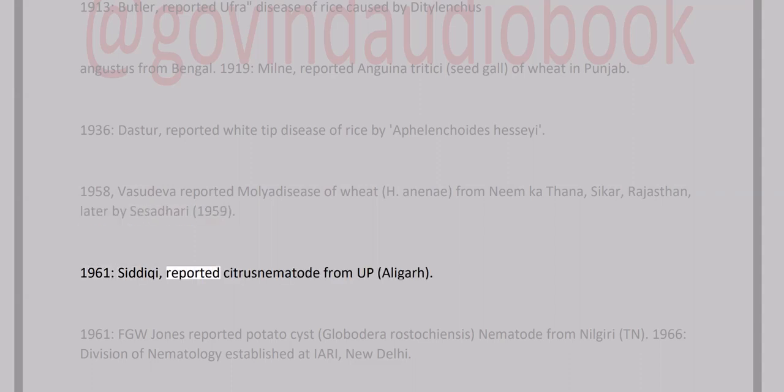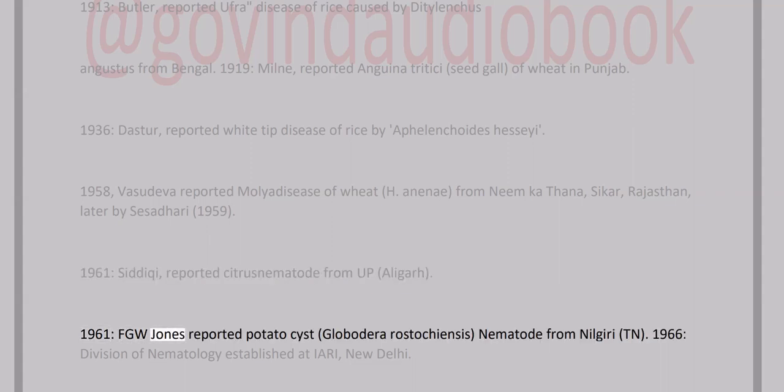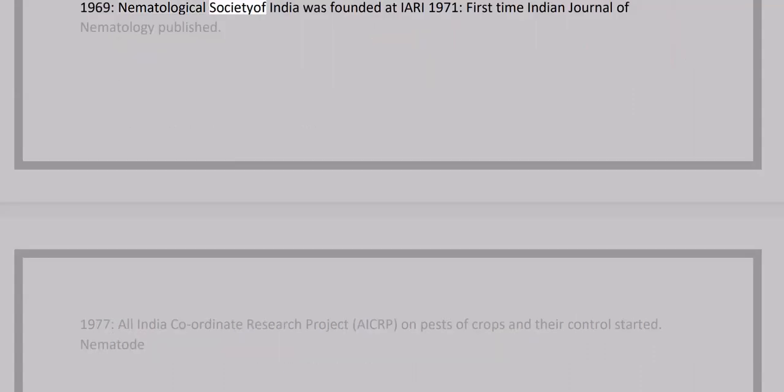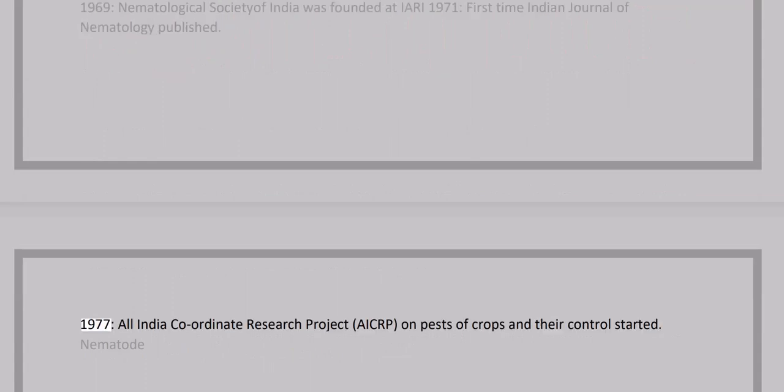1961, Siddiqui reported the citrus nematode from UP, Aligarh. 1961, F.G.W. Jones reported the potato cyst nematode, Globodera rostochiensis, from Nilgiri, TN. 1966, Division of Nematology established at IARI, New Delhi. 1969, Nematological Society of India was founded at IARI. 1971, the Indian Journal of Nematology was published for the first time. 1977, the All India Coordinated Research Project, AICRP, on pests of crops and their control started.